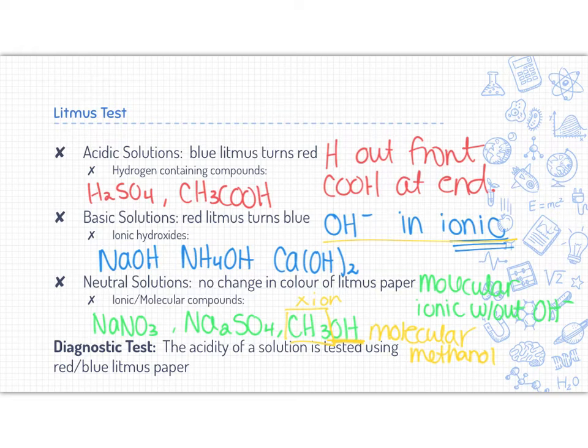So to test litmus, of course, we're just using litmus paper. We have neutral litmus paper where you could just test one strip of paper instead of having to do red and blue. It does it all in one go.